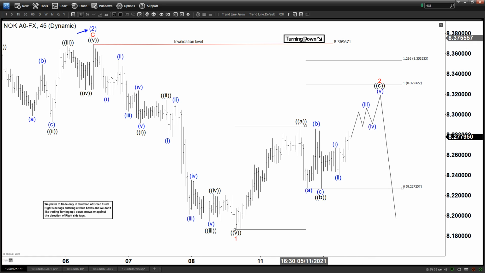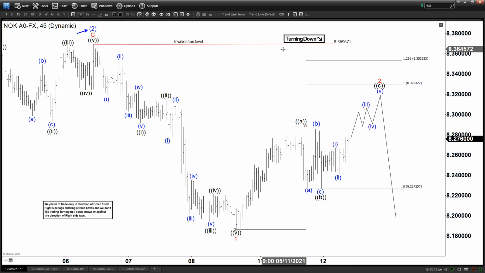Now looking at the larger degree, I will explain to you why this arrow here is turning down. If you've been following us for a while on YouTube, you will know that we have different colors for the arrow. Sometimes it's black in color, sometimes it's green, sometimes it's red. Only the green and the red is basically the one that has a sequence, right? A sequence defined as a lower low or a higher high. If it is a higher high, then it is bullish, it is green. If it's lower low, it is red.